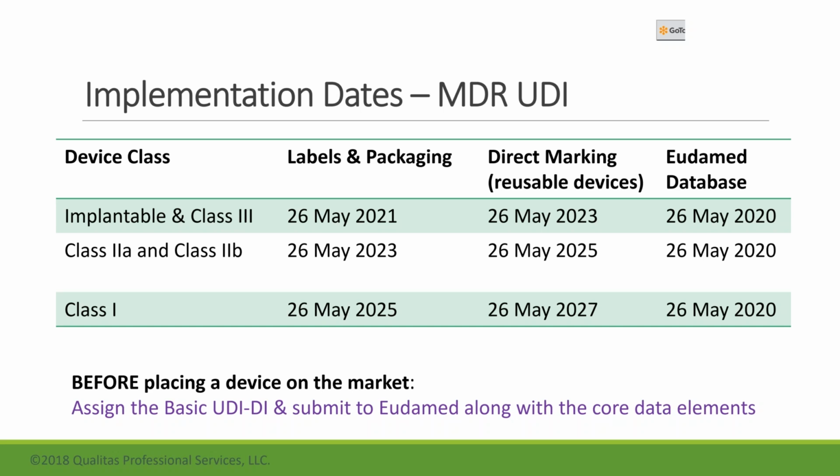The labels and packaging: you need to have the labels done before the product is on the market. You have to have the information in the database before the product goes on the market, so if you have anything new coming up, keep that in mind. The labels and packaging for all devices need to be compliant by these dates here. Before placing the device on the market, be sure to assign the basic UDI-DI and submit that to Eudamed along with the core data elements. That's a very clear requirement stated in the MDR.